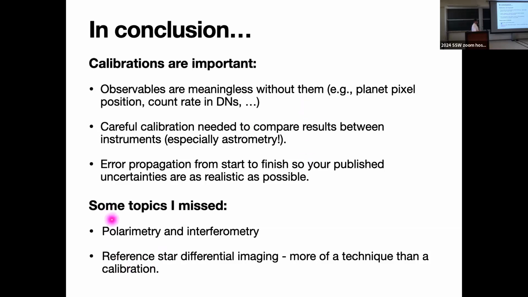And I'll just end with some topics I missed completely. I didn't talk at all about polarimetry, which has its own set of calibration measurements. For example, calibrating the polarization signal induced by the telescope, and also interferometry, which is an entirely different kettle of fish, which I didn't dare even talk about in my talk. There's also reference star differential imaging. You could consider this a calibration. This is where you go off axis to take an image of another star to do PSF subtraction, but this is more of a technique than a set of calibrations. Okay, and with that, I'll finish and take any questions. Thank you.